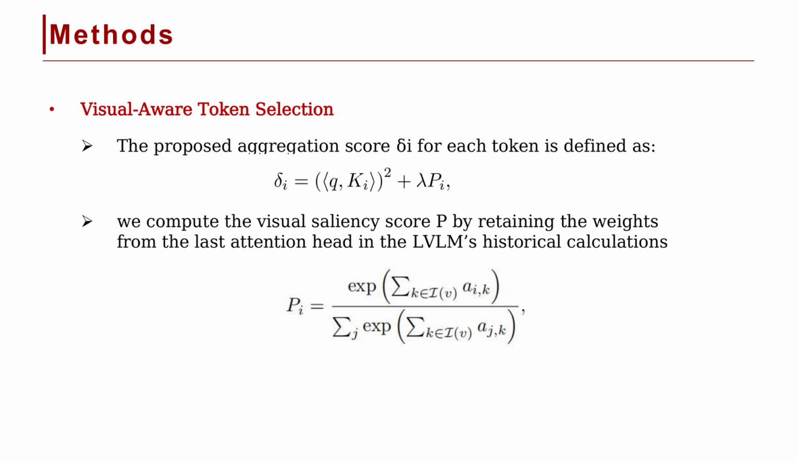Each token gets an aggregated score combining its attention value and visual saliency. The visual saliency score P is derived from the historical attention to image tokens. No extra computation needed. By ranking tokens this way, we retain visually critical tokens automatically, even if their attention scores are low. This ensures that our model remains aware of important visual information during decoding.